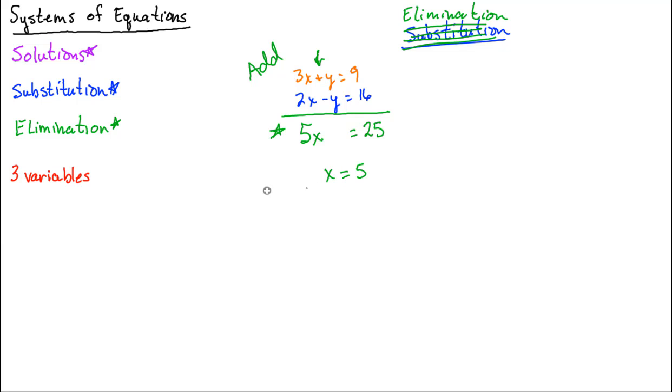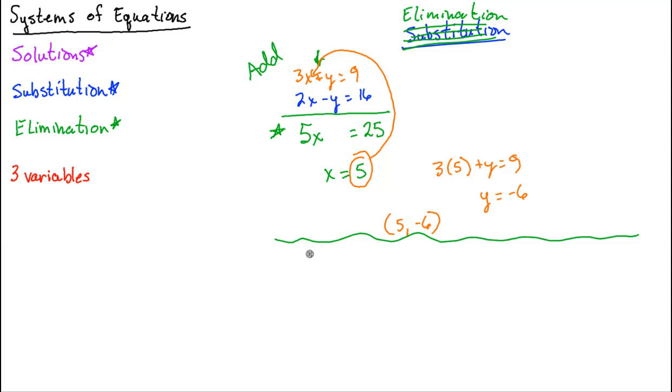X equals 5. And now just like we did before, stick that guy up in there, and we have 3 times 5 plus y equals 9. And just like we did before, y, 9 minus 15 is negative 6. And we still get (5, negative 6). Same exact thing, but look how slick that was. That was so slick, we've got to do another one just like it.